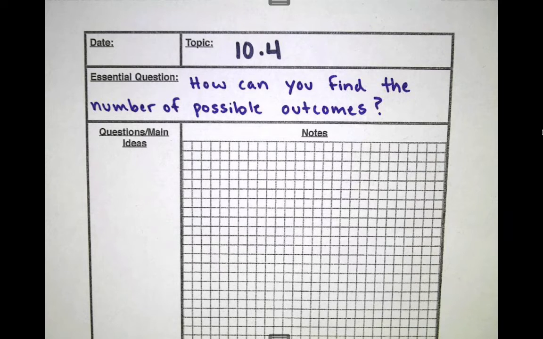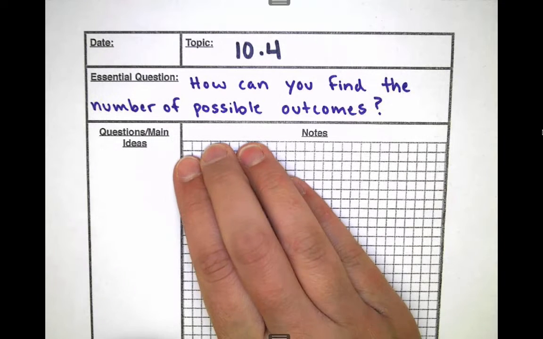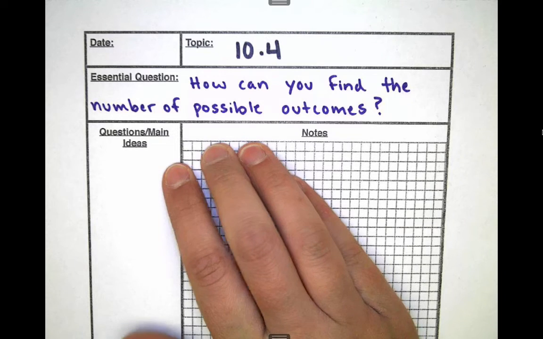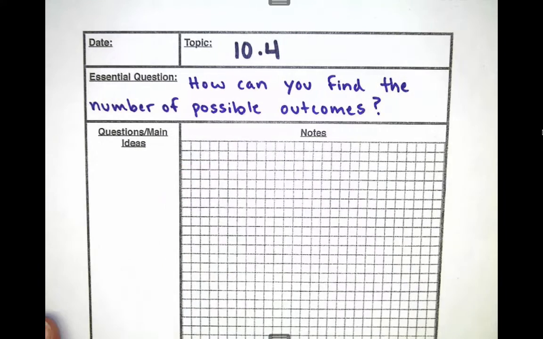Hi you guys, we are working on section 10.4 if you are in the same book as we are in class. And today's essential question that we're focusing on is how can you find the number of possible outcomes? So go ahead and write that down and set up your notebook for today. Make sure you have nice looking notes. How can you find the number of possible outcomes?